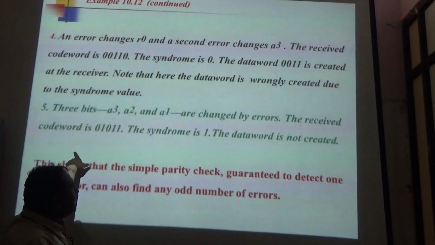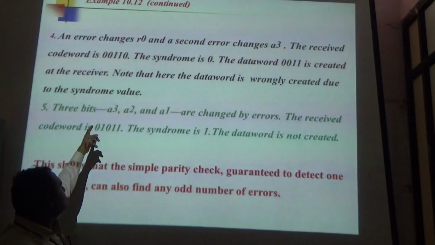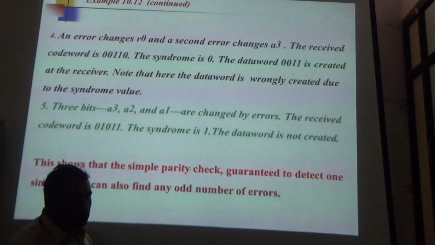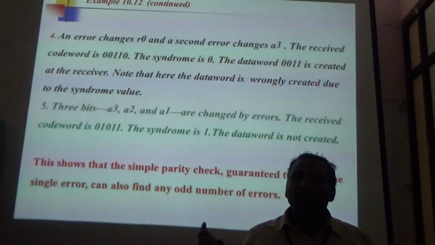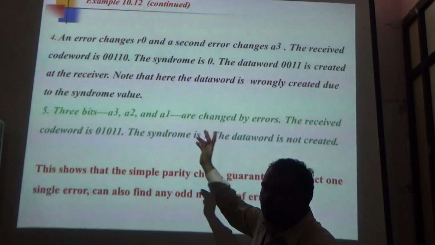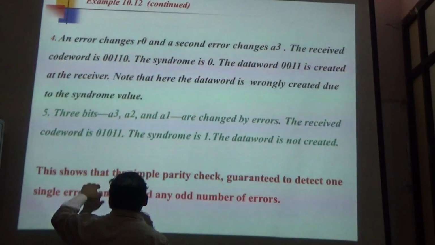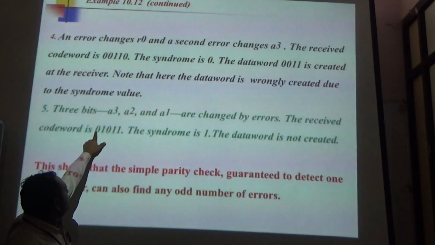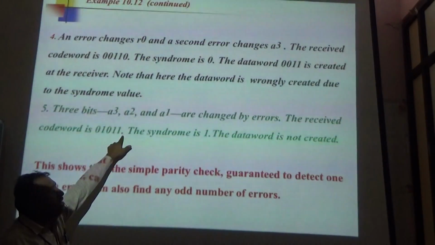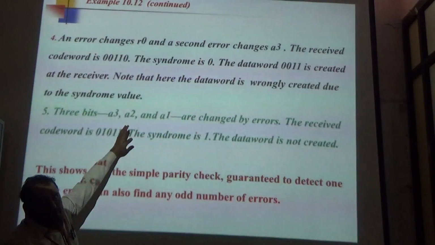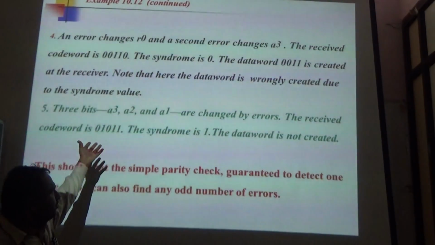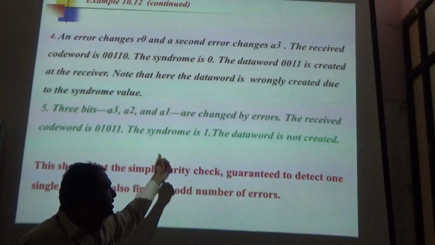Then lastly, the last case here is 3 bits changing. Let us say A3, A2 as well as A1 got changed. If 3 bits are changed, we may face a condition where, because 3 bits have changed, the parity which is wrong also becomes right. Say for example, the code word, if 3 bits got changed, instead of 10111 we receive 01011. The syndrome will become 1 and the data will not be created.